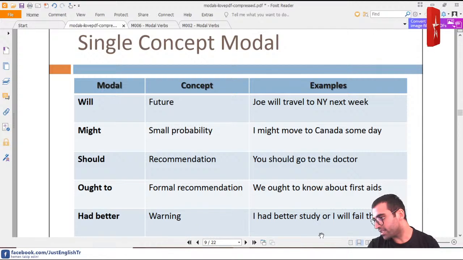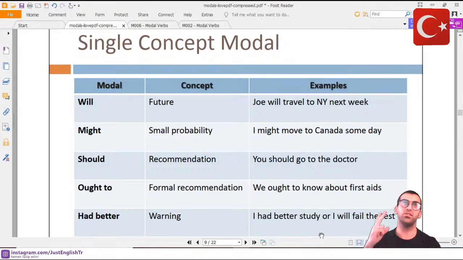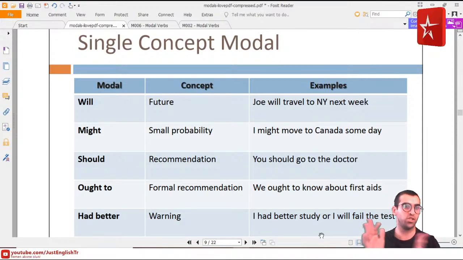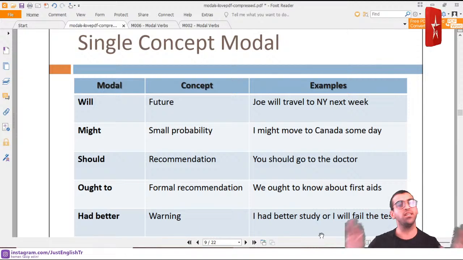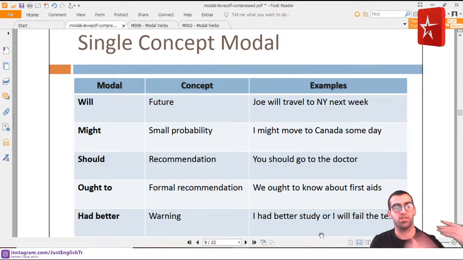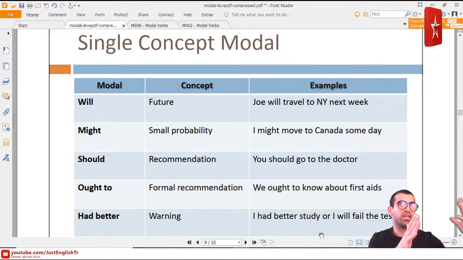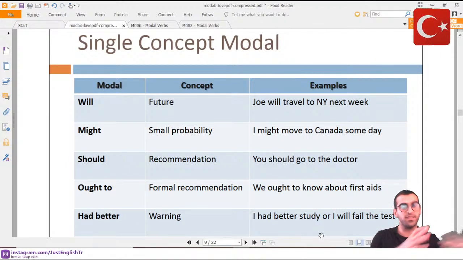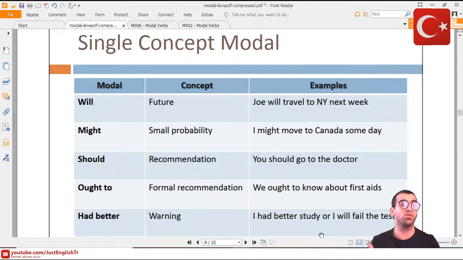Okay, R10 Techno says ought to again. Ought to and should. They have the same meaning. In academic writings, academic topics, I mean formal, like if you are writing an essay, if you are writing something academic, we should use a formal recommendation. It means we should use ought to.